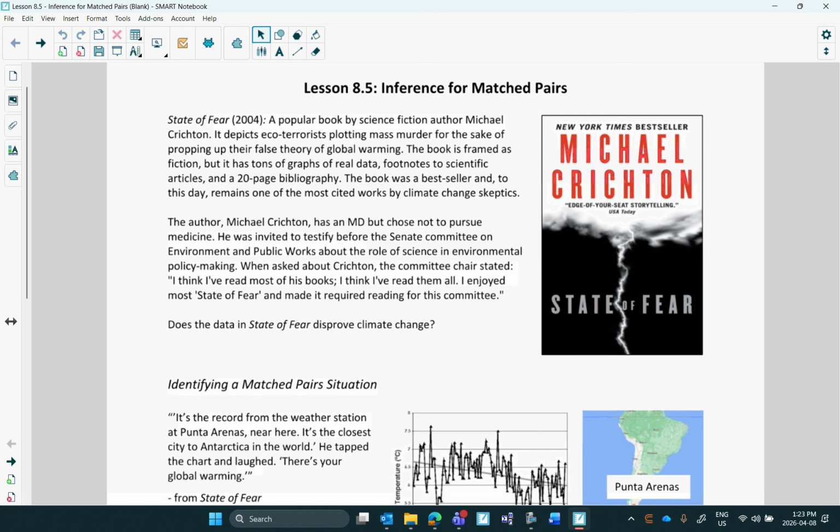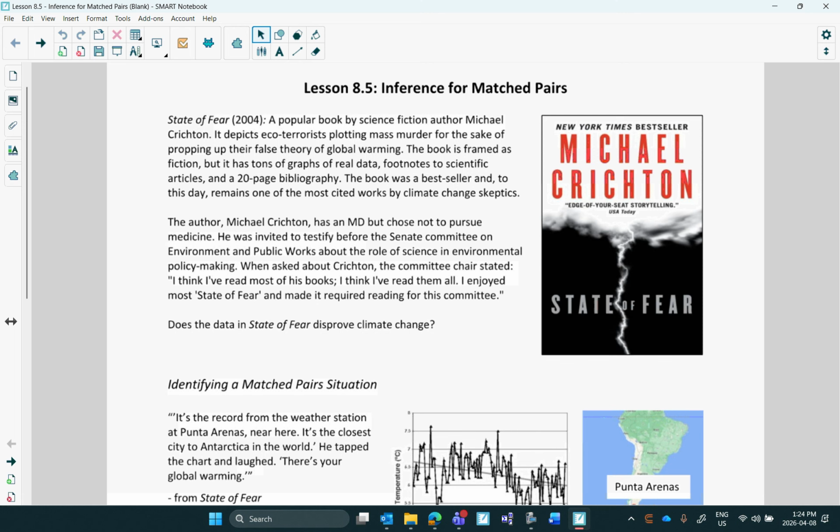Okay, so we do have an idea of the matched pairs. And matched pairs can actually apply to confidence intervals and hypothesis tests involving means. So what we're going to look at is: is climate change real? Or is it a hoax? I think I pretty much know what all of you would think, along what I would think, but let's consider this.